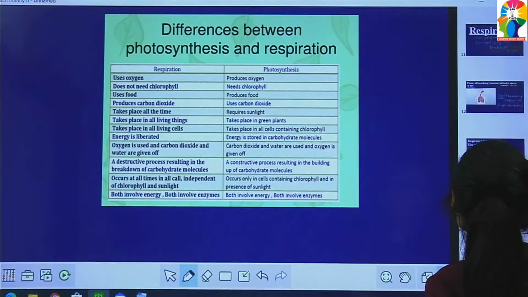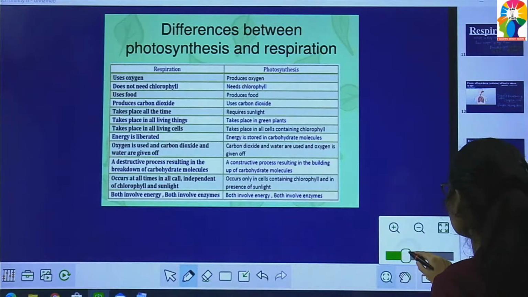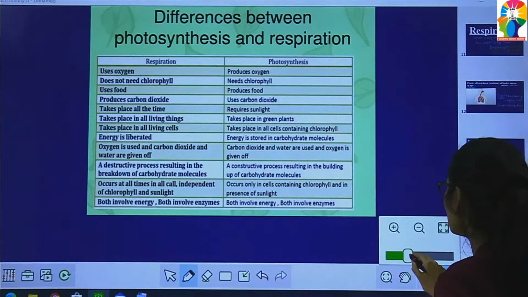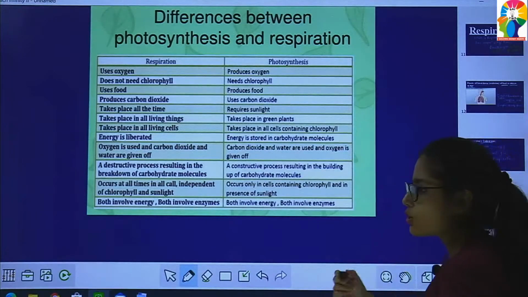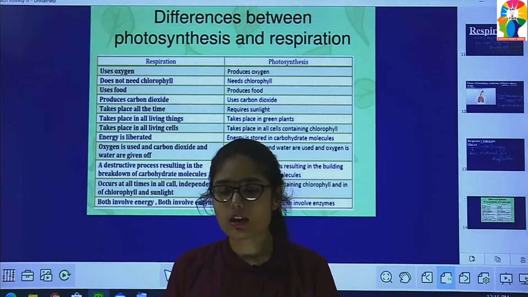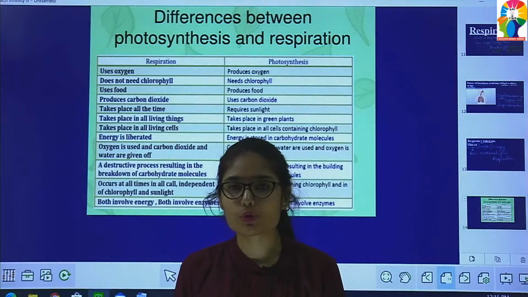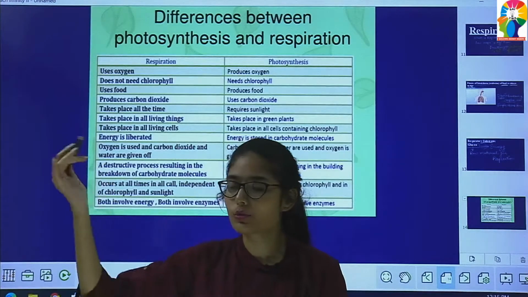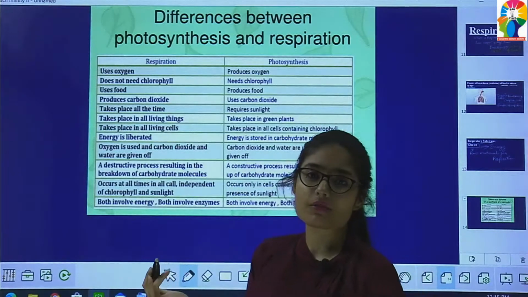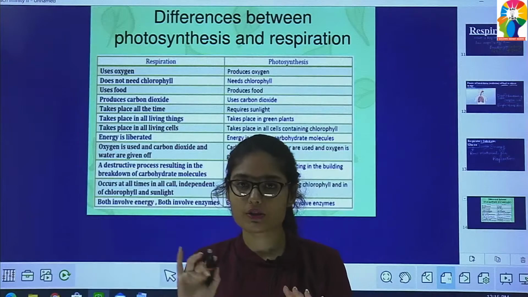Now, does respiration only take place in humans? Because we talked about photosynthesis in our previous lecture. Photosynthesis means preparation of food through sunlight and all that. So how is photosynthesis different from respiration, let's talk about it.